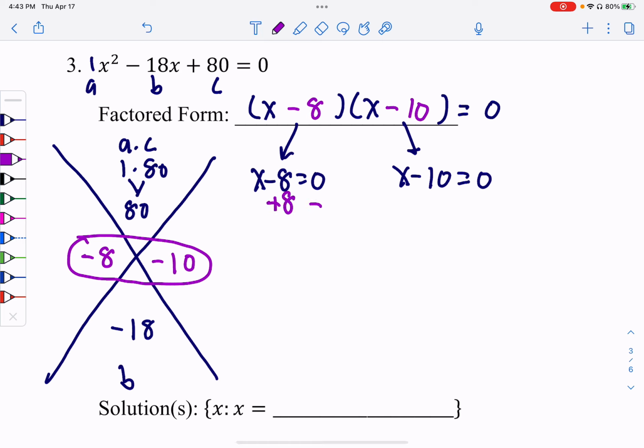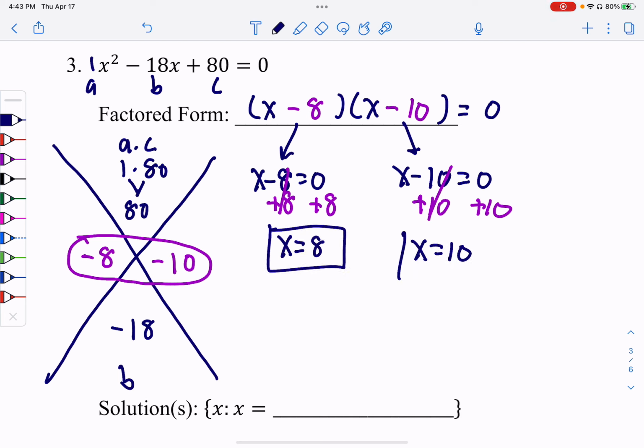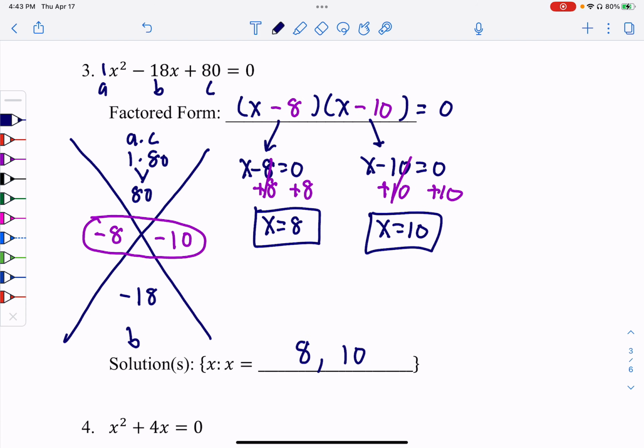So add 8, add 8, add 10, add 10. So we get x is equal to 8, x is equal to 10. So our two solutions in order least to greatest are 8 and 10. There, right? So factor first, and then use the zero product property to solve.